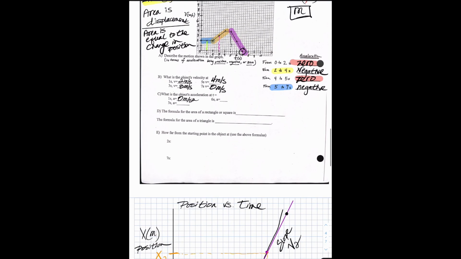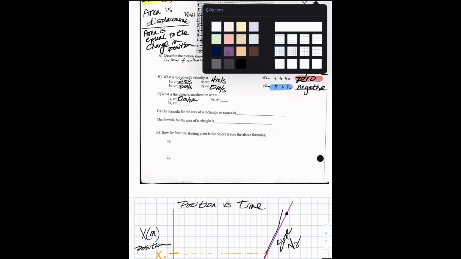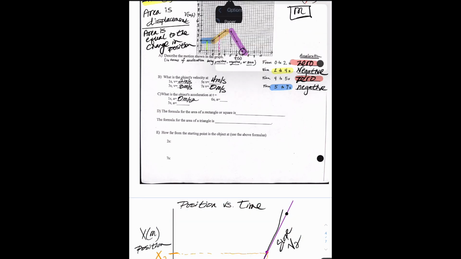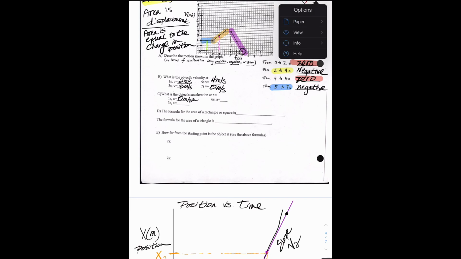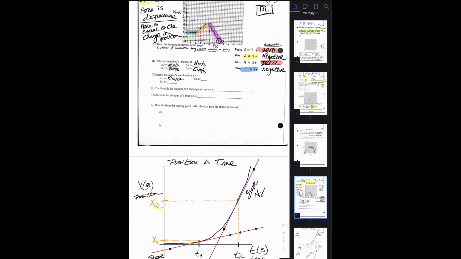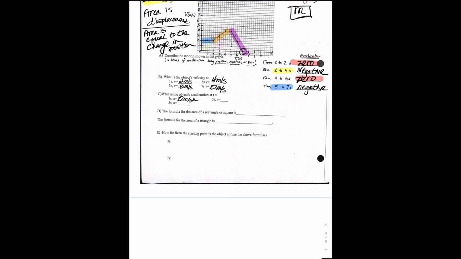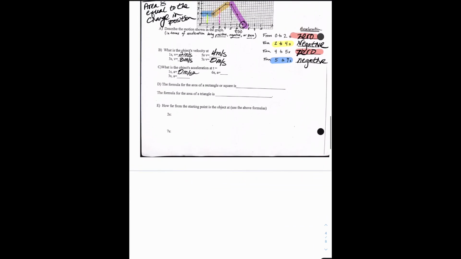So let me see if I can get another piece of paper here. Somewhere, somehow. Okay. So let's go ahead and give this a shot.